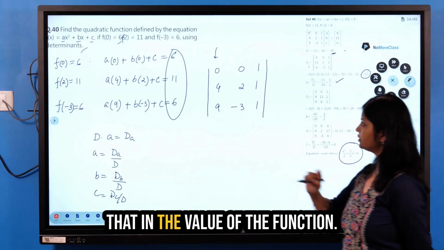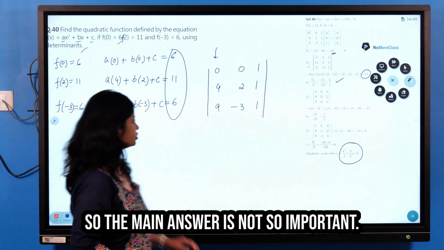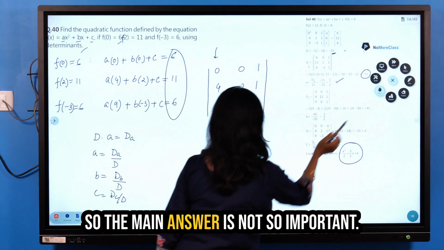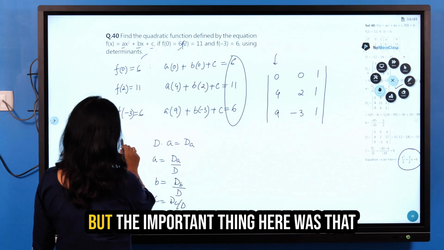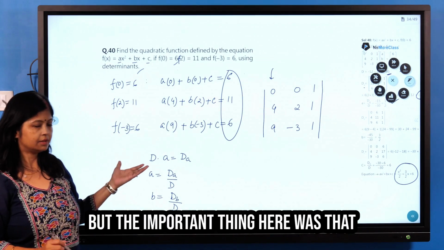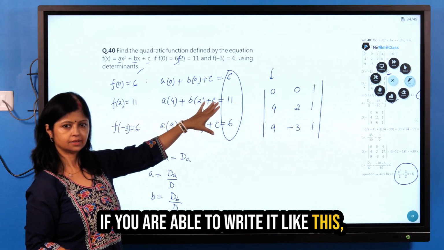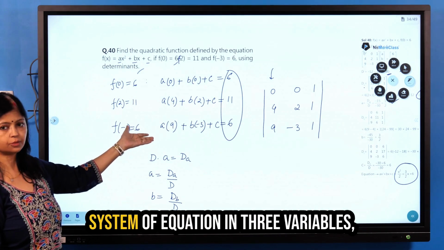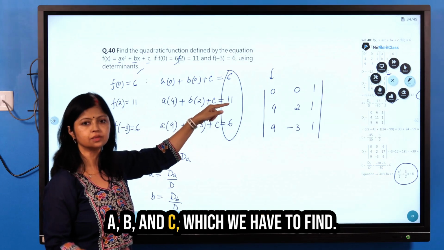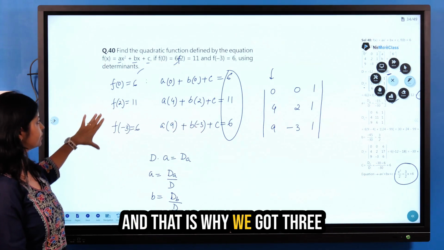And replace that in the function. So the main answer is not so important, but the important thing here was that if we are able to write it like this, then we can see this is nothing but a system of equations in three variables, a, b, and c, which we have to find.